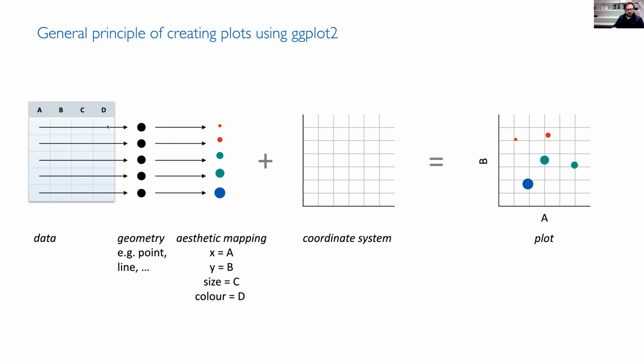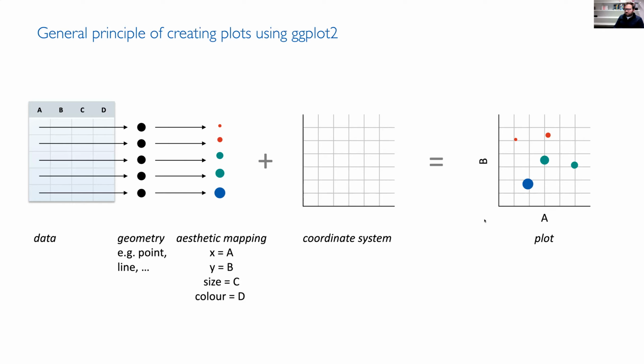How these values are then translated to specific colors or to specific sizes is a different question. Now we have the aesthetic properties of our plots, of our dots. So where are they located? How do they look? And then we just have to define a coordinate system to define where they appear on the screen. And if you have these things together, we have the simplest version of a plot on the right-hand side.